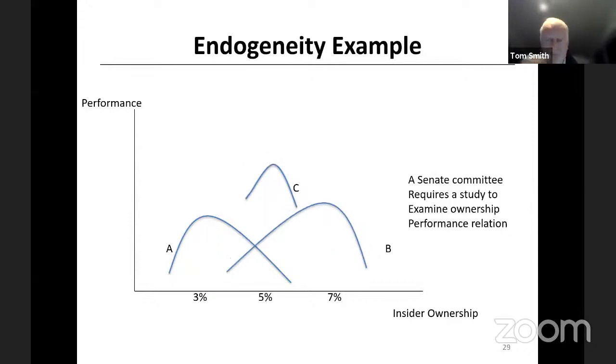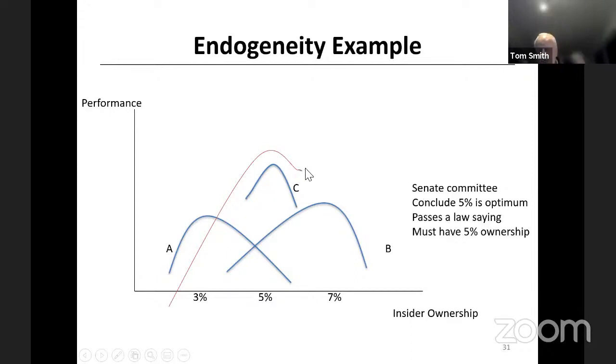But what if the Senate, the government, got interested in it, and required a study to examine the ownership performance relationship? And some guys from the University of Chicago come along and fit a curve to this data. It's increasing up to 5%, then decreasing in performance. This is probably what you get if you fit this. And say that the Senate took it really seriously, and they concluded that 5% was the optimum. And they passed a law saying the management must have 5% ownership.